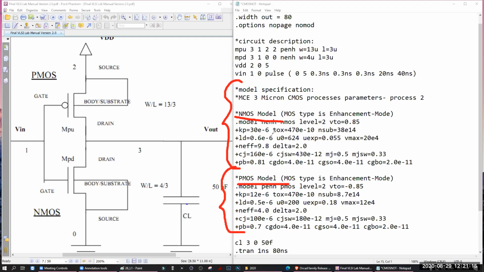Here you can see TOX. What is TOX? We'll explain later. KP, N sub, LD, mu O. A lot of things are there, right? Vmax, VT. What is VT? Here is VT. So a lot of specifications are there. These actually depend on the material you are going to use.